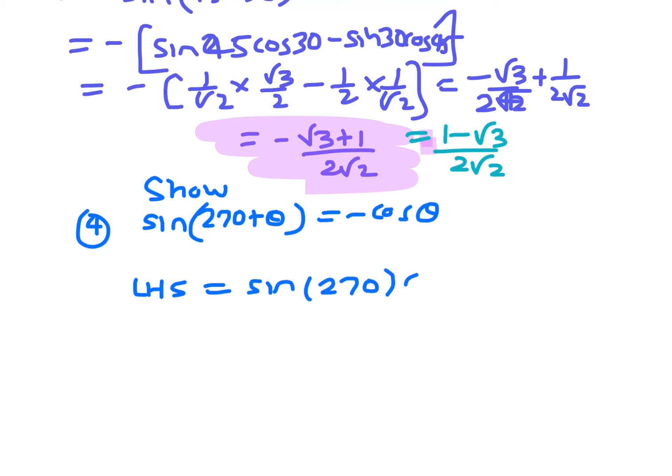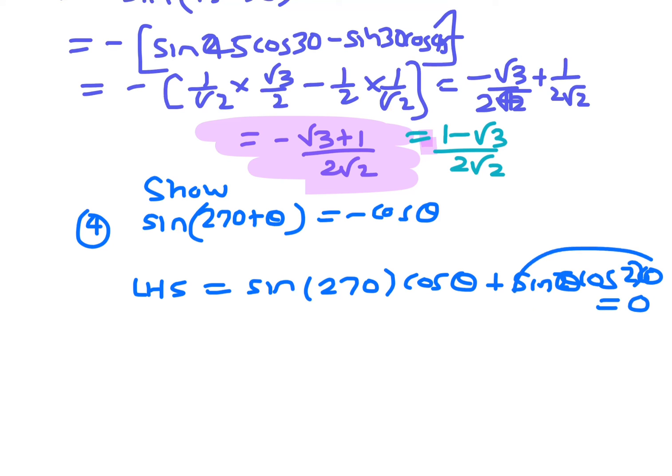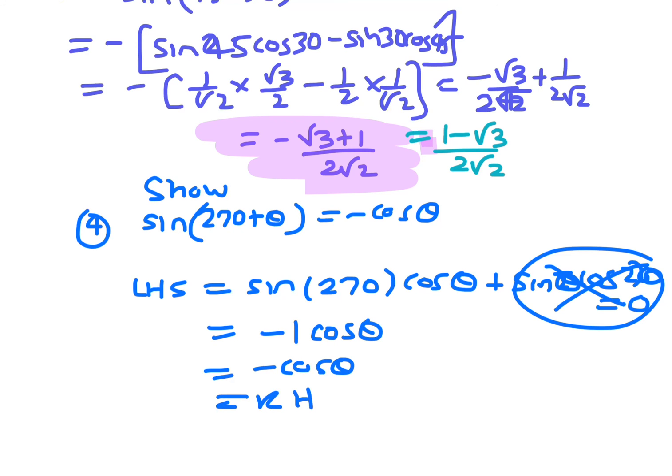Okay, so to show that this equals minus cos theta, the left-hand side is a sine one: sine 270 cos theta, same sign, sine theta cos 270. Cos 270 is 0 because it's on the cos line, so that'll disappear. Sine 270 is minus 1, so that's equal to minus cos theta, which is the same as the right-hand side.